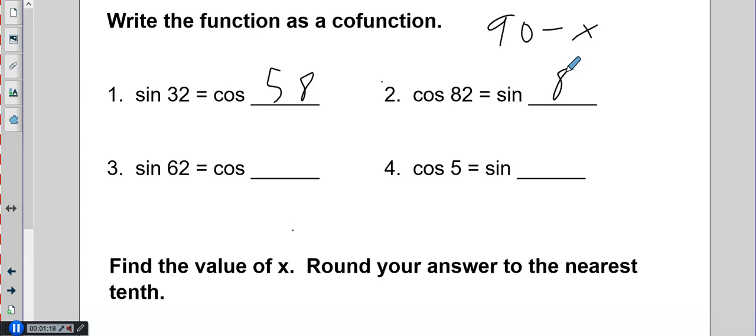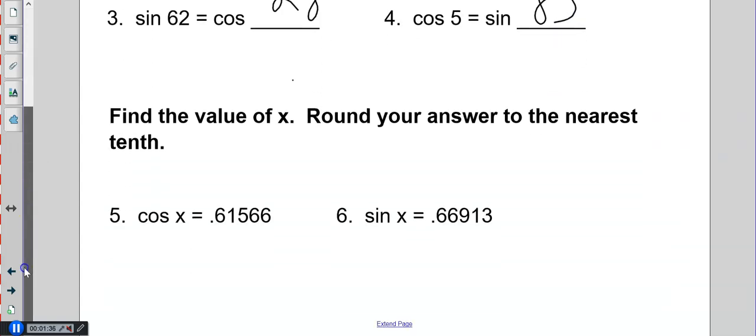And 62, so 90 minus 62 is going to be 28. So the sine of 62 is the same as cosine of 28. And 90 minus 5 is 85. So the cosine of 5 is equal to the sine of 85. That's all you're doing. Very simple math.